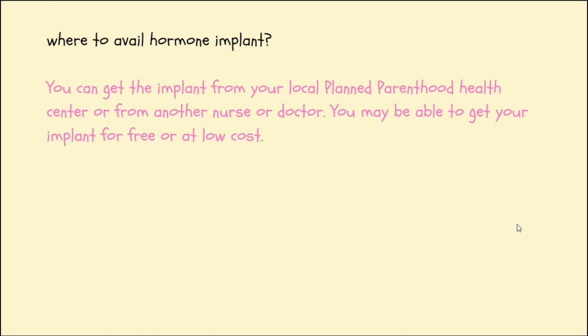So, advantage of hormone implant. It works for 3 years. It doesn't interrupt sex. It's an option if you can't use estrogen-based contraception, such as the combined contraceptive pill, contraceptive patch, or vaginal ring. It's safe to use while you are breastfeeding. Where to avail hormone implant? You can get the implant from your local Planned Parenthood Health Center or from another nurse or doctor. You may be able to get your implant for free or at low cost.